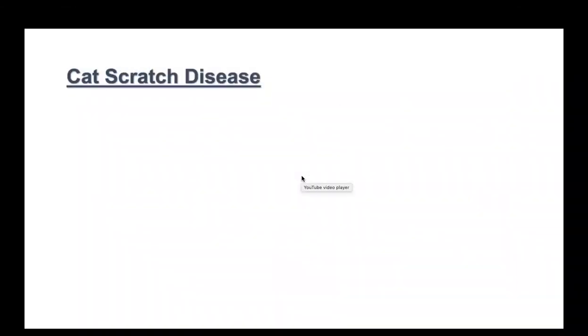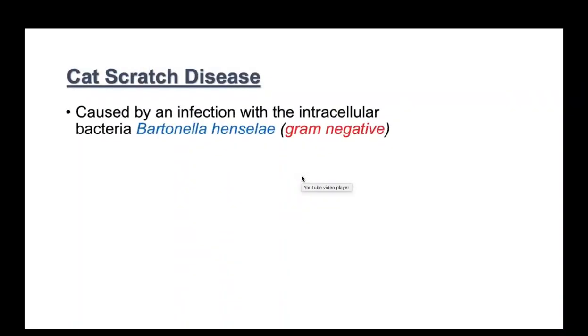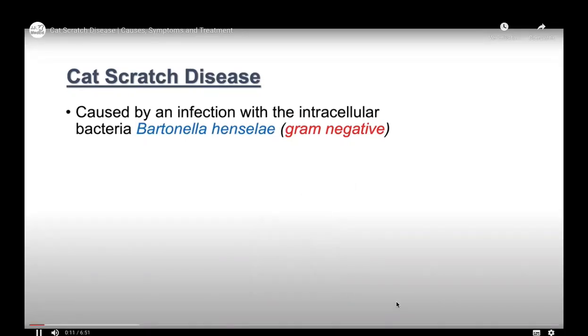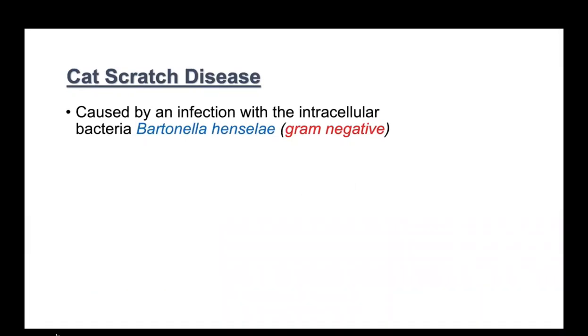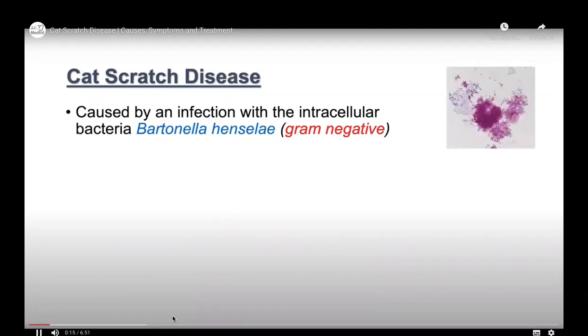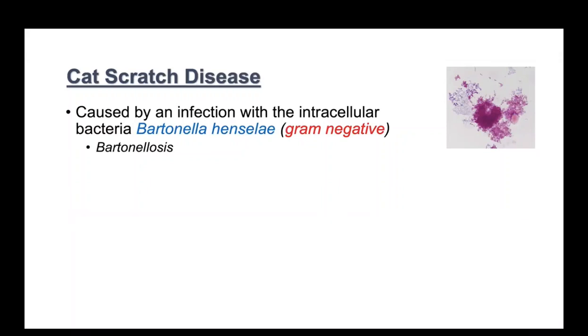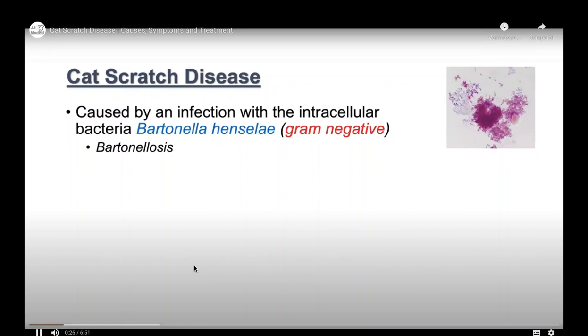Cat scratch disease, also known as cat scratch fever, is an infection caused by the intracellular bacteria known as Bartonella henselae, which is a gram-negative bacteria. Here is an image of that bacteria. This is why this disease can be referred to as Bartonellosis, because of an infection with Bartonella.